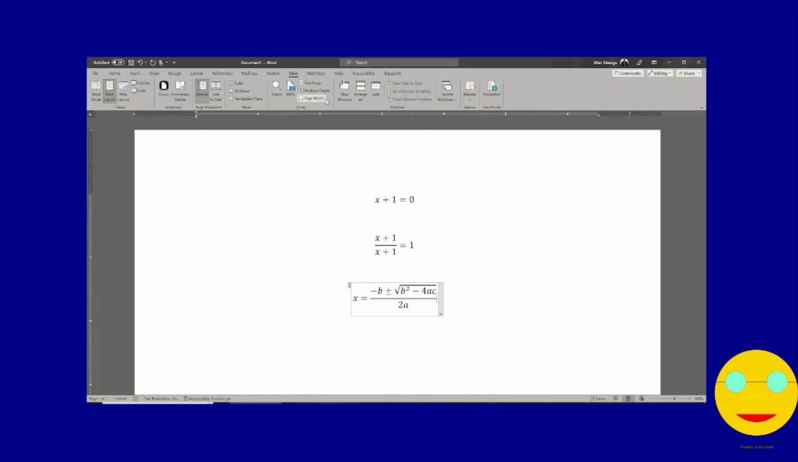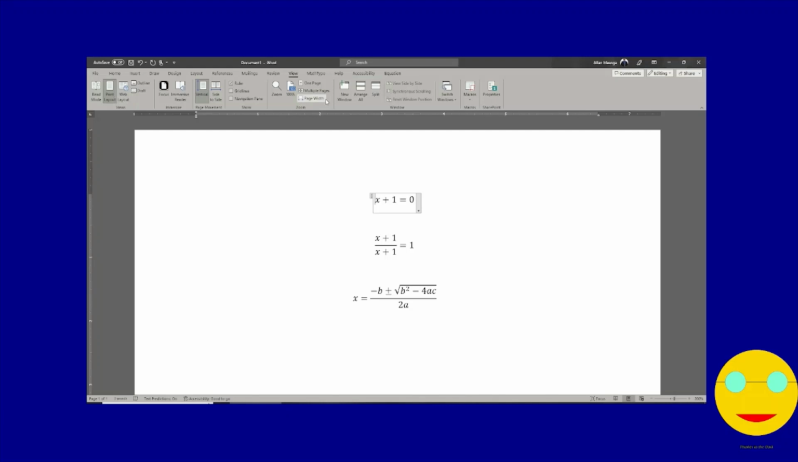End blank. Now I will show you how to edit the existing equations. All you need to do is put your cursor on the equation you want to edit. Blank. Math content x plus 1 equals 0. Let's edit this first equation.